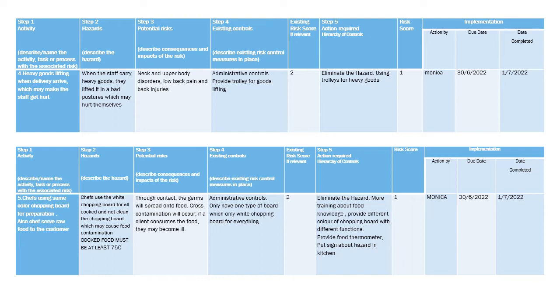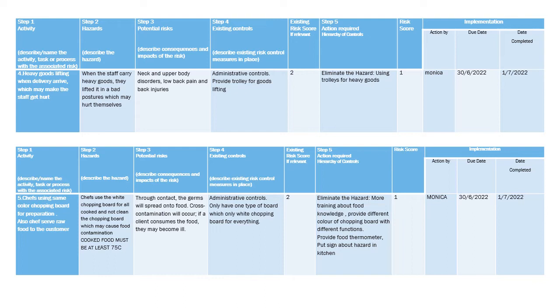When there's not really heavy goods, they lift it in bad positions, which may hurt themselves. So the action we require in this hazard is to eliminate the hazard, using the trolley for the heavy goods instead of lifting the heavy things.